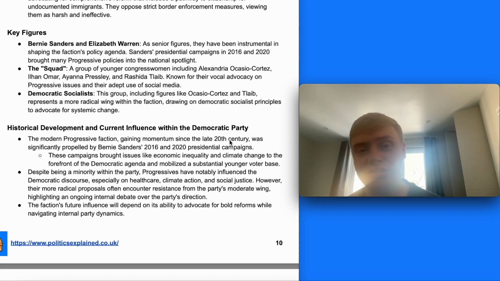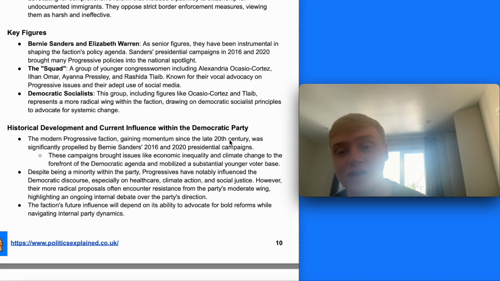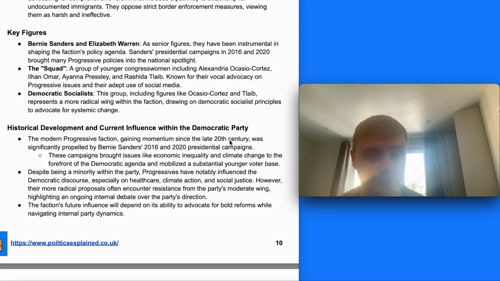And the Squad has actually, since these first four individuals, now been known to expand to include figures like Cori Bush. And there are quite a few others as well, representing the fact that there's an increasing number of progressives being elected, particularly as they're successfully defeating more moderate members in primaries. In terms of the Democratic Socialists, this group includes key figures like Ocasio-Cortez and Tlaib, and represents a more radical wing within the faction, drawing on more Democratic Socialist principles to advocate for systemic change. The Democratic Socialists as a group are strongly supported within the party primary, more moderate figures.